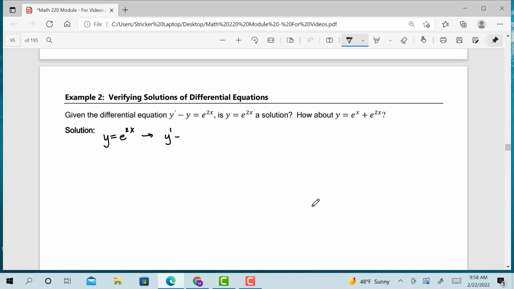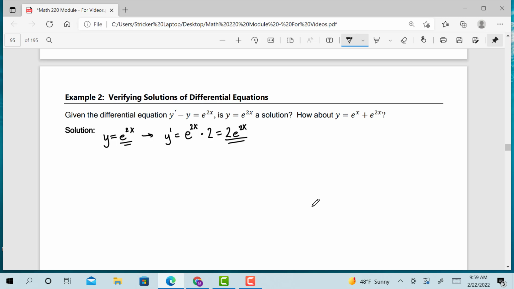And in order to find y prime, we have to use the chain rule, because the derivative of e to the 2x is e to the 2x times the derivative of the inside. The derivative of 2x is 2. I'm going to rewrite this with the constant in the front. And so this is our derivative here, and we have our function.